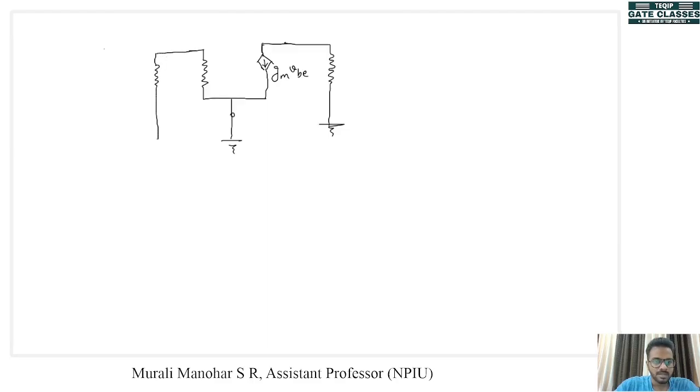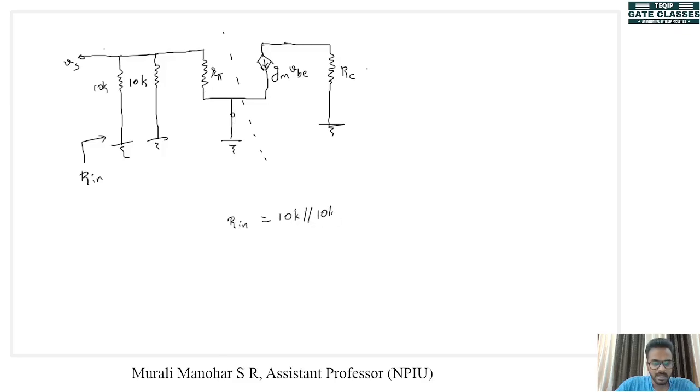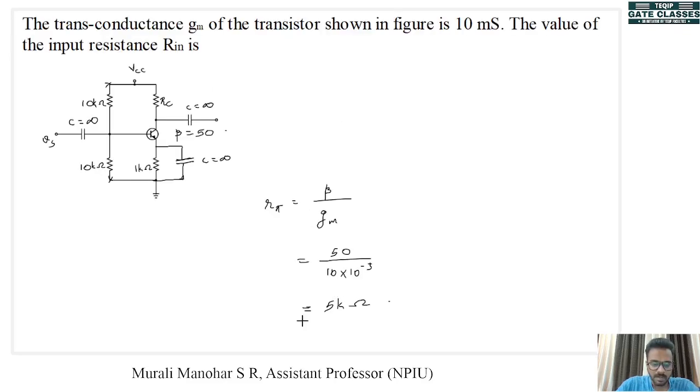There is a 10K here, another 10K here, and here we have our Vs. This is 10K, this is 10K, and this is R pi. Now what is Rin? Rin is the resistance when we look at the circuit from here, and we can see that Rin is up to this much because this is connected to the ground. So we can say that Rin is equal to 10K parallel 10K parallel R pi, and R pi is 5K.